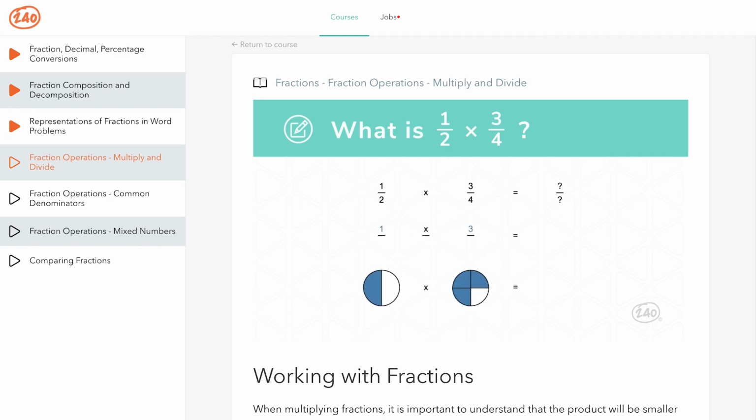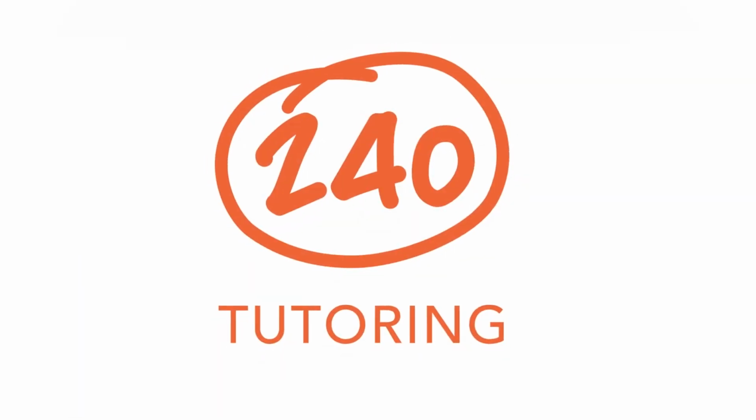The numerators are 1 and 3. 1 times 3 equals 3, which will be the numerator. The denominators are 2 and 4. 2 times 4 equals 8, which will be the denominator. So the answer is 3/8. Notice that the product 3/8 is smaller than both original fractions, 1/2 and 3/4.